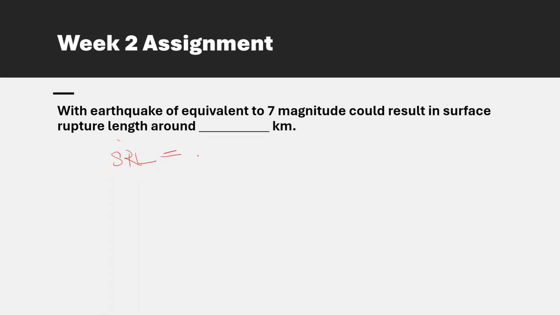So that is equal to 10 to the power of 0.69 into the magnitude minus 3.22. Kilometer is the unit. Okay, so you are given this magnitude, right? So what you have to do, just substitute it. So you will get 0.69 into 7 minus 3.22.